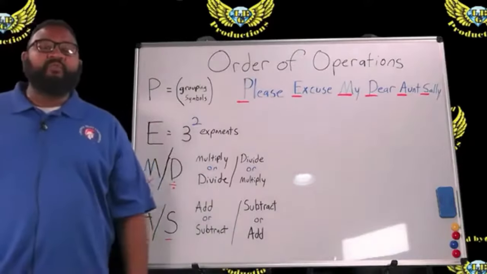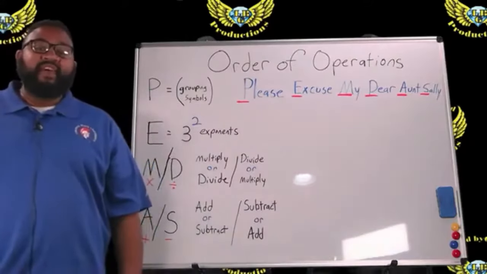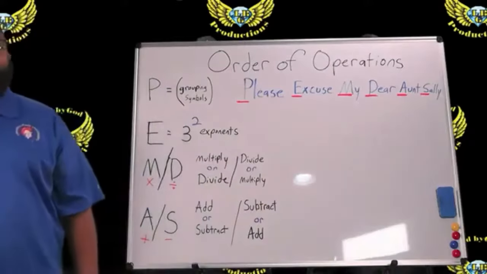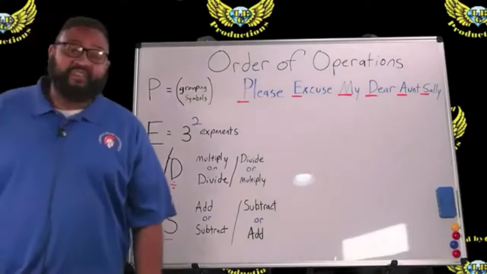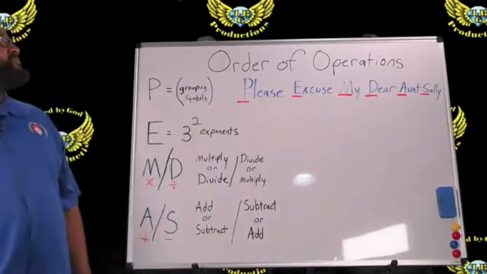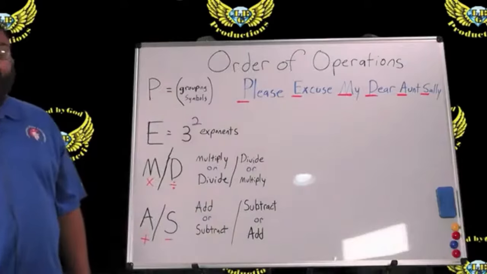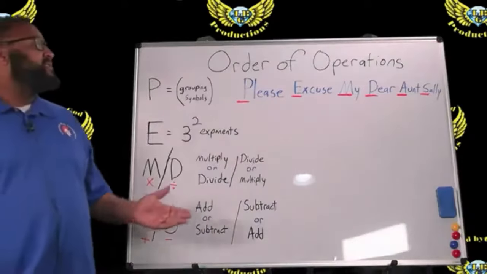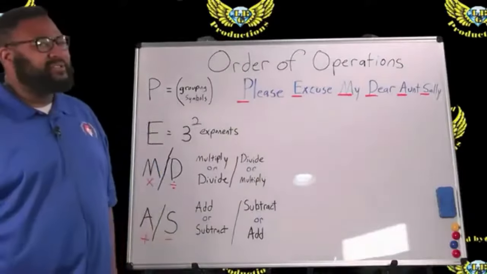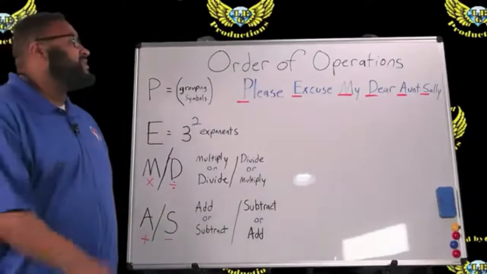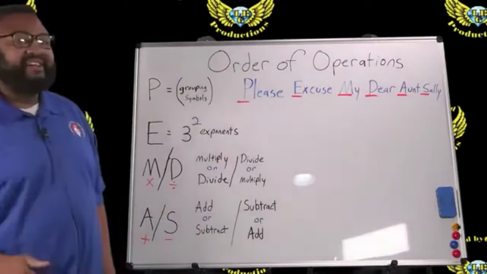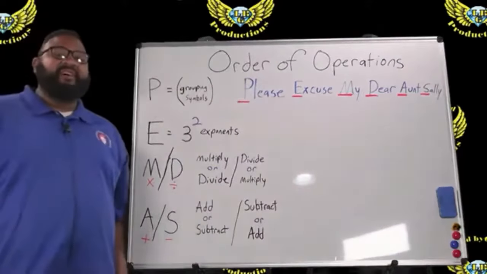Tonight for our math talks, we want to do an oldie but a goodie. I'm going to talk about an oldie because we're talking about this acronym that's been used forever. It's called, please excuse my dear Aunt Sally. Repeat after me. Please excuse my dear Aunt Sally. One more time. You can do better than that. Please excuse my dear Aunt Sally. Yes, I'm so excited to talk about this tonight.